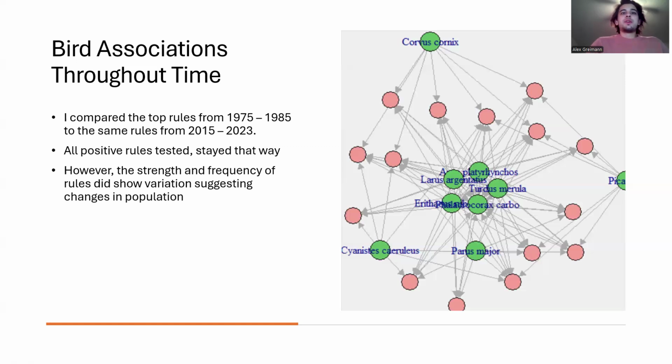So all positive rules tested stayed that way. However, the strength and frequency of the rules did show variation. There were both positive increases in rules and negative changes. This suggests variation and changes in the population, assuming that would be from human activity.